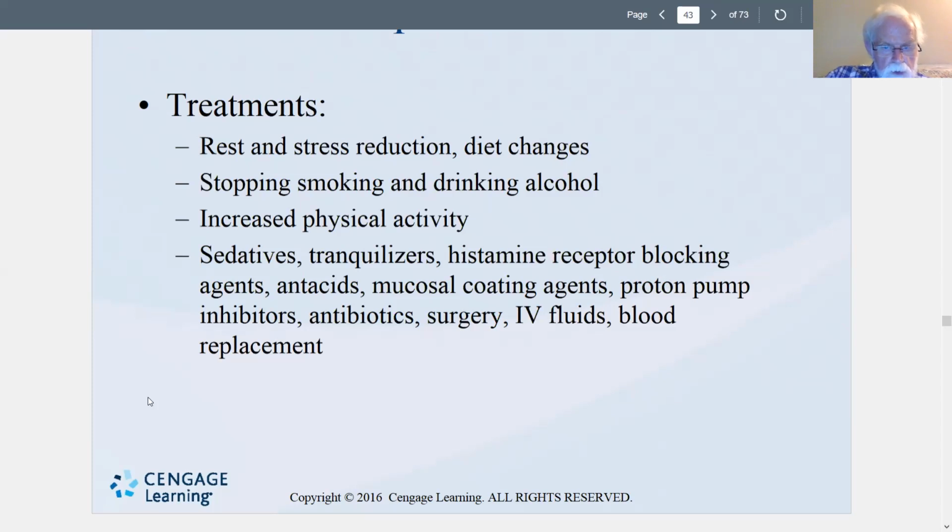We can even do surgery, and for severe cases where we have hemorrhaging and so forth, we may have to give transfusions.